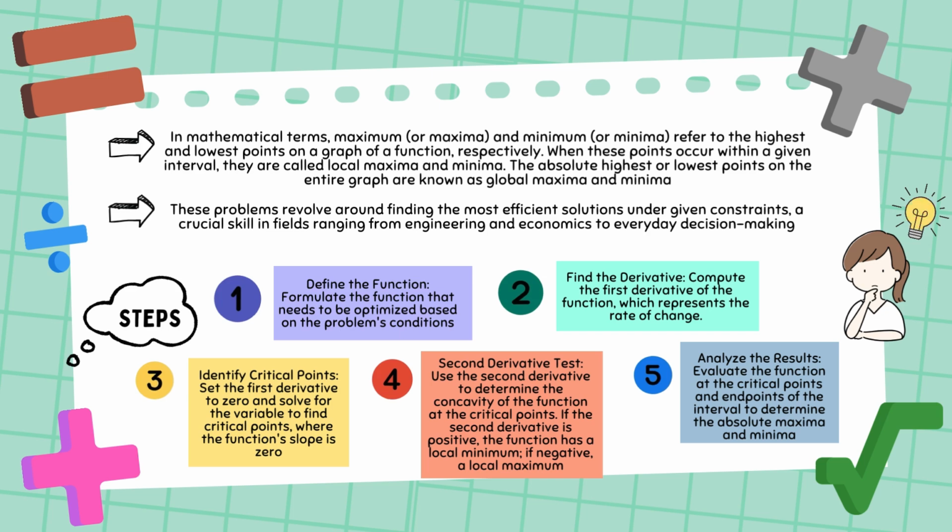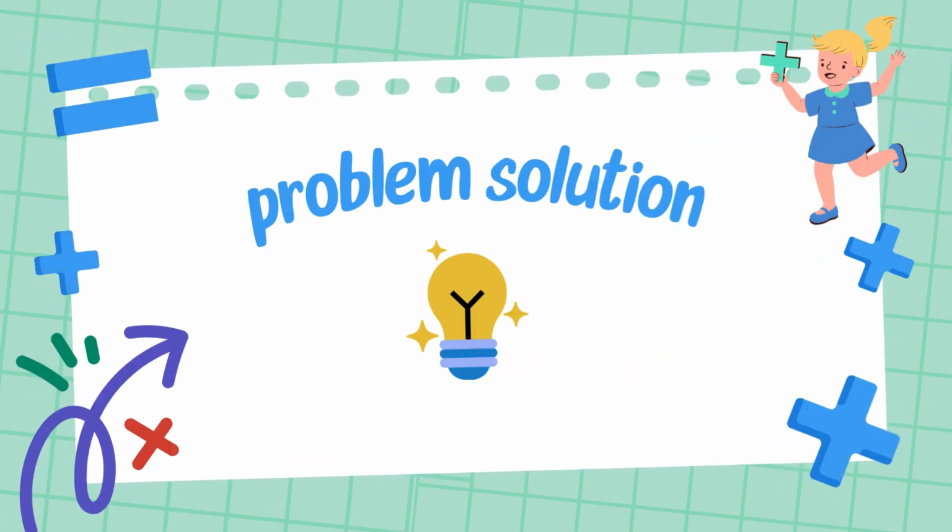First, define the function. Formulate the function that needs to be optimized based on the problem's condition. Second, find the derivative. Compute the first derivative of the function. Third, identify critical points. Set the first derivative to 0 and solve for the variable to find critical points. Fourth, second derivative test. Use the second derivative to determine the concavity of the function at the critical points. Fifth, analyze the results. Evaluate the function at the critical points and endpoints of the interval to determine the absolute maxima and also minima. Let's take a look at question 10.